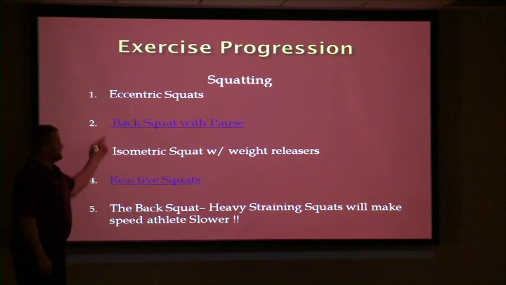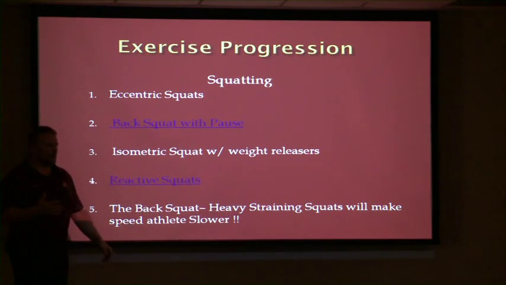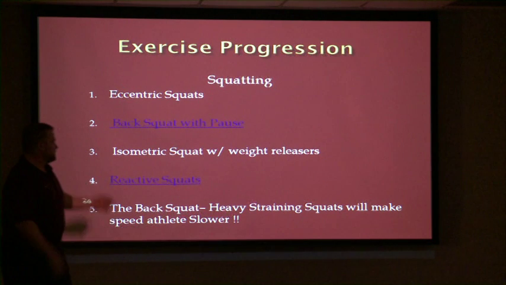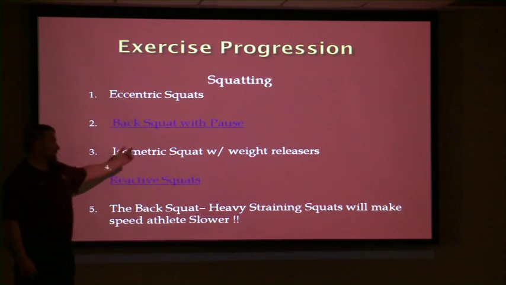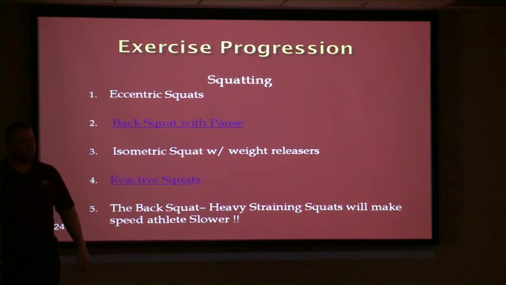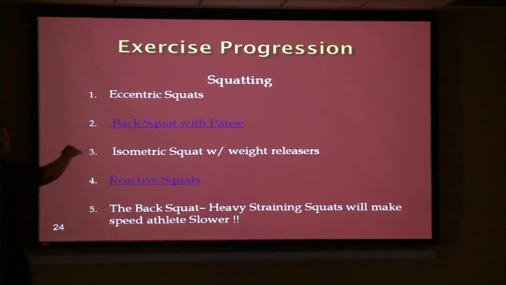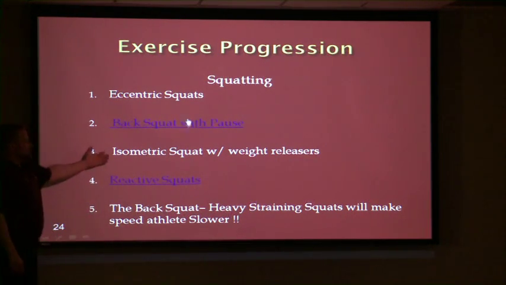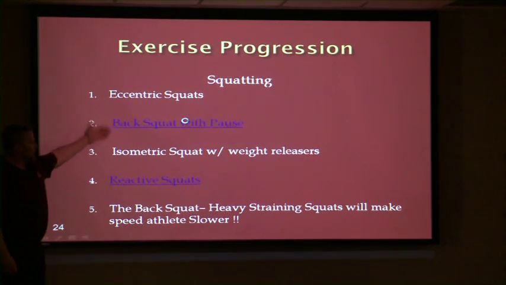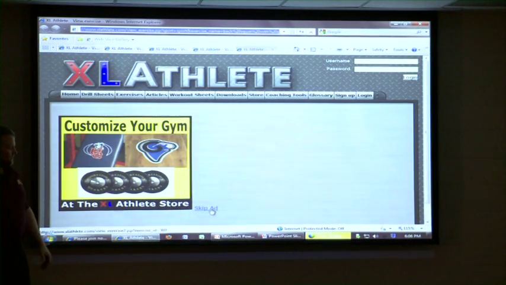This is exercise progression. Your back squat, then you want to work on the isometric aspect, which would be a pause back squat, a back squat with a pause at the bottom. You can throw in box squats in there, okay? But I prefer, for athletes, the pause back squat. You can also do isometrics in there if you want.